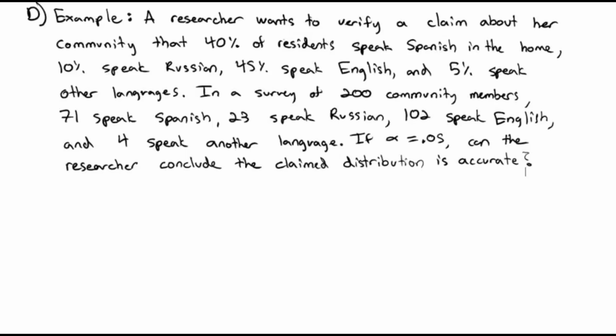We're going to go through the same process of a hypothesis test that we've gone through before. We've just got a different test statistic, but everything's exactly the same from there. Our null hypothesis, we said, is that the claim is accurate, that the language spoken in the home matches the distribution of the claim.